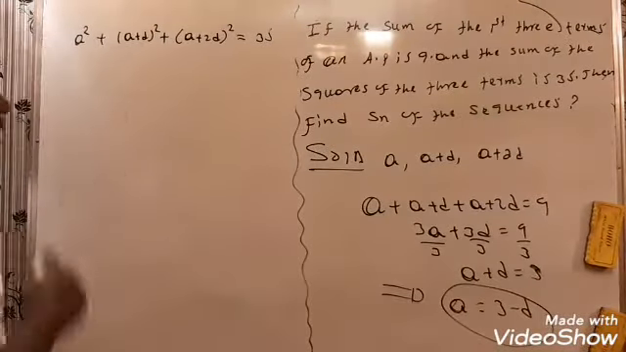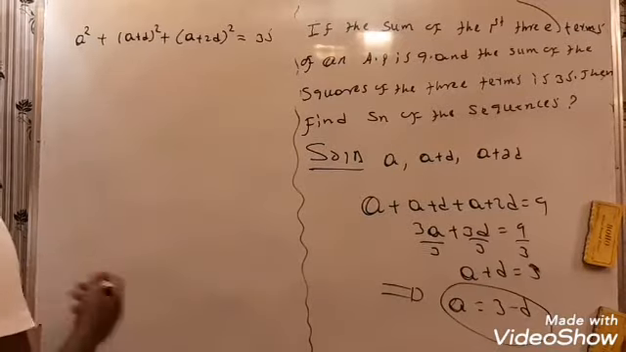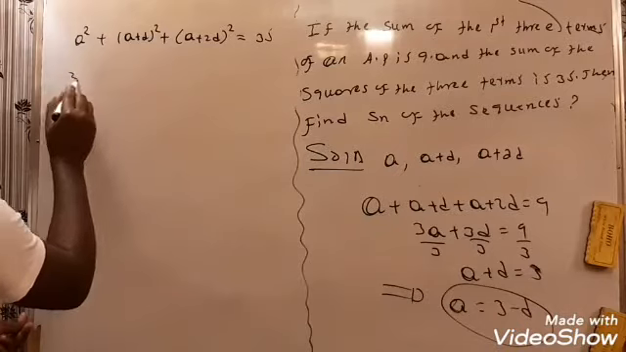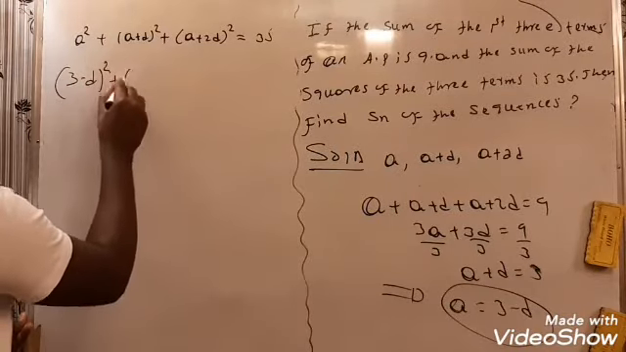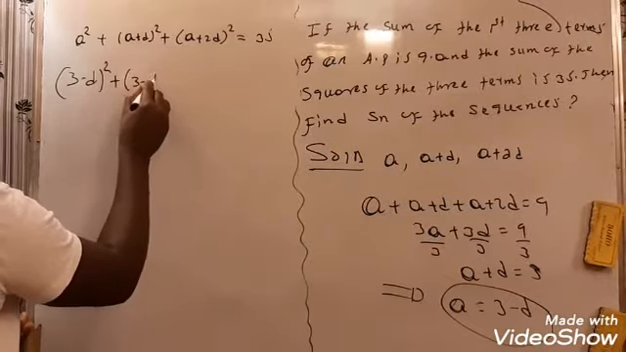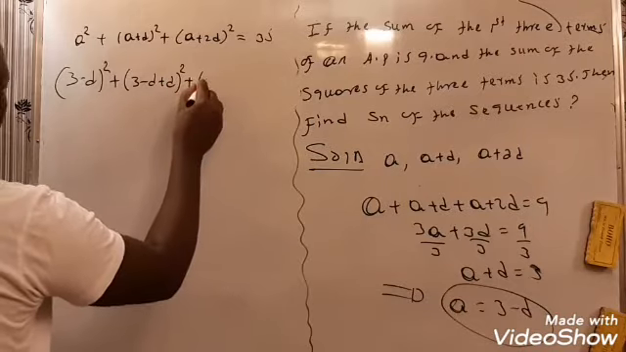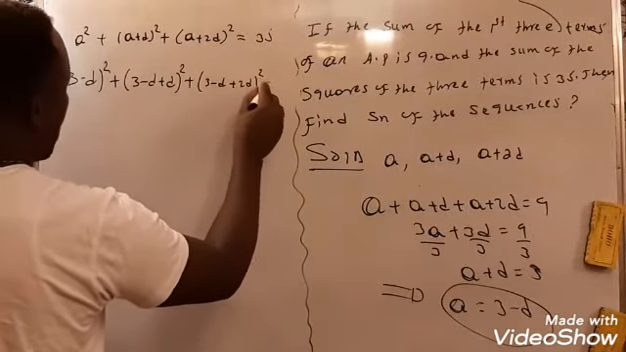Now, this is the second given information, and I think this is very trivial, because in place of a you can replace 3 minus d. That gives 3 minus d, the whole square, plus, in place of a, 3 minus d plus d, the whole square, plus, in place of a, 3 minus d plus 2d, the whole square, that is 35.